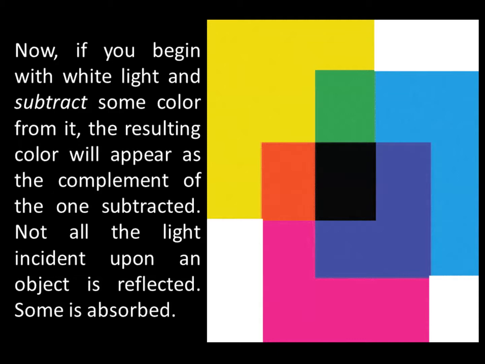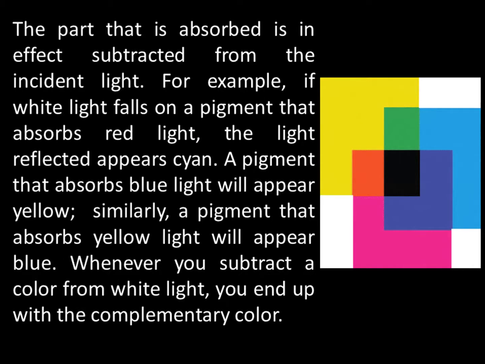And that's going to be true with pigments. The part that is absorbed is in effect subtracted. So it's going to be color by absorption. It's subtracted from the incident light. For example, if white light falls on a pigment that absorbs red light, the light reflected appears cyan. A pigment that absorbs blue light will appear yellow. Similarly, a pigment that absorbs yellow light will appear blue. Whenever you subtract a color from white light, you end up with the complementary colors.